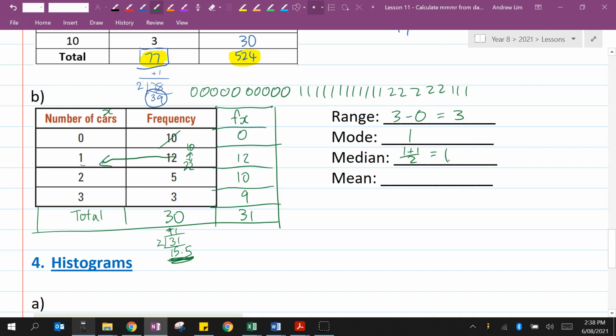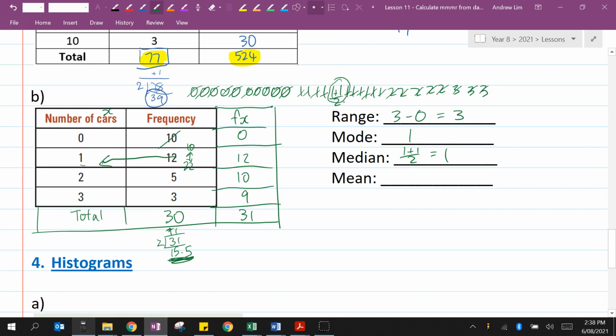Oh sorry, what did I do here? These are meant to be 3s. So if we were to work out the median the long way, we would count them out, and then here we go. They are our middle two. We add them together and divide by 2.